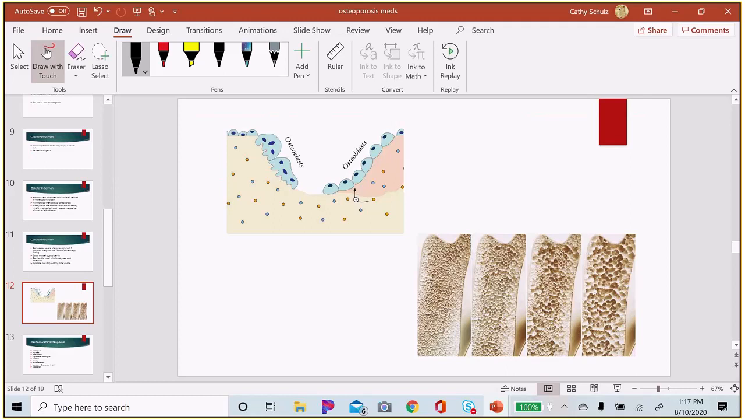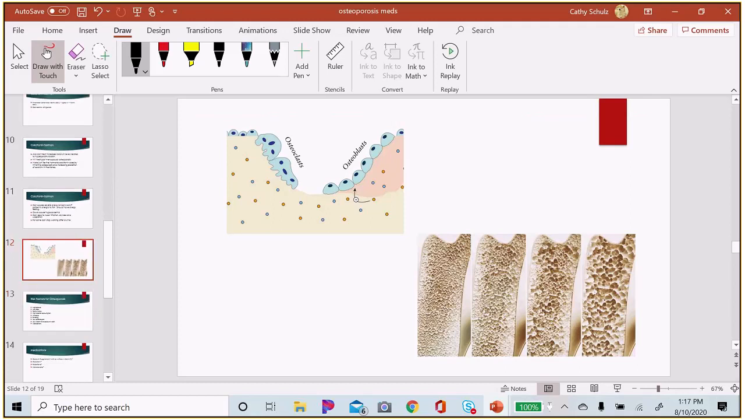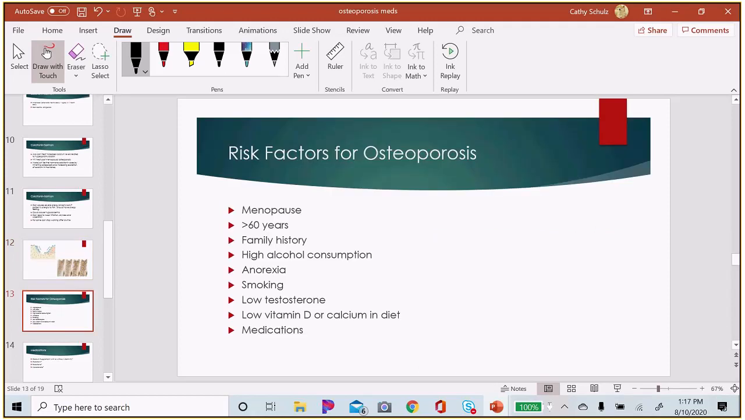And this is just another picture of what osteoporosis is. We talked about osteoblasts building bone and osteoclasts breaking bone down. When someone develops osteoporosis, it's that the bone breakdown is greater than the bone build up instead of maintaining a balance, so their bones get very thin.